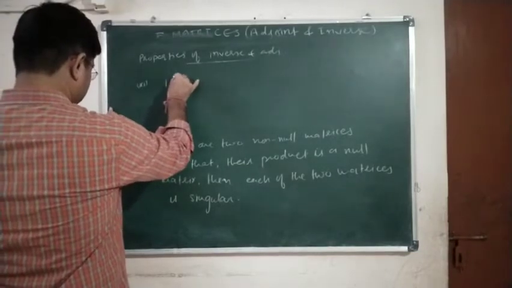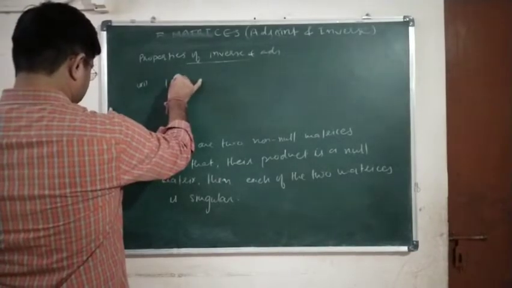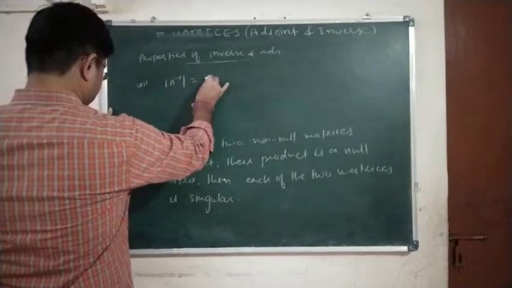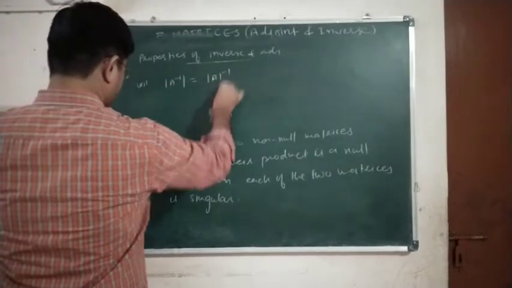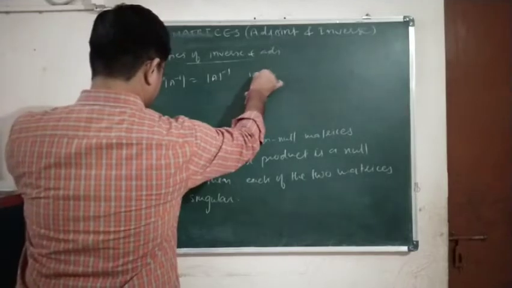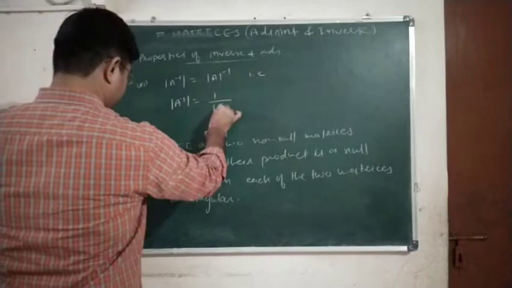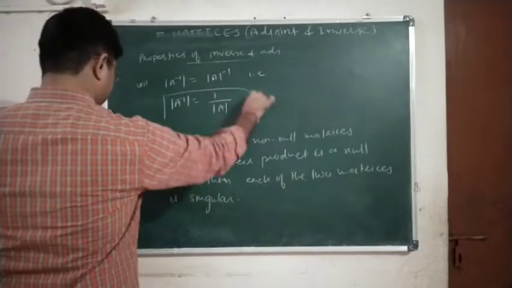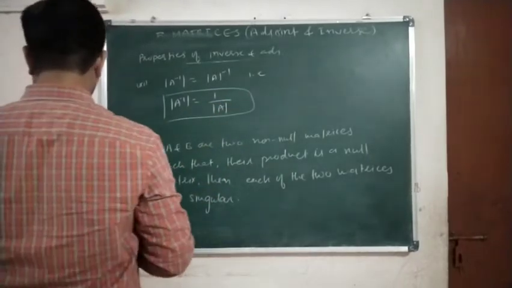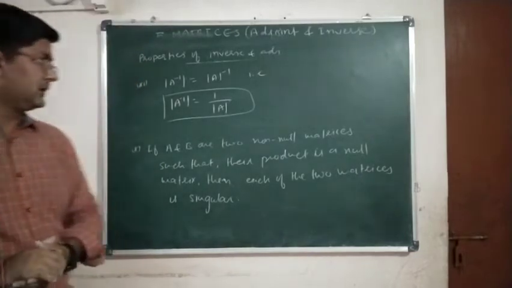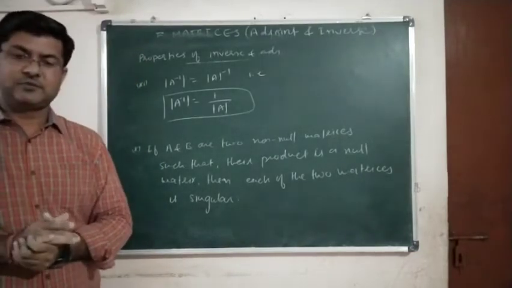Okay, let us remember like this only. Determinant of A inverse is equal to determinant of A whole inverse, that is, determinant of A inverse is equal to 1 upon determinant of A. Okay, this is another formula that we will remember. Clear? So all the properties we have seen.